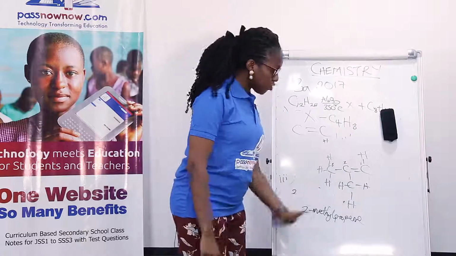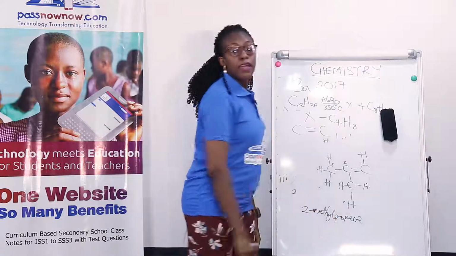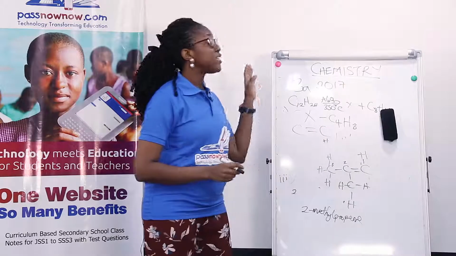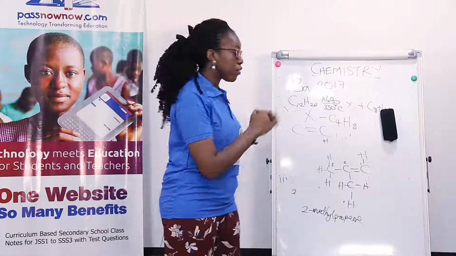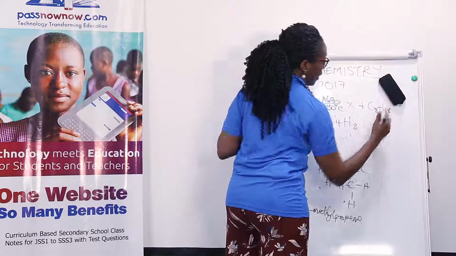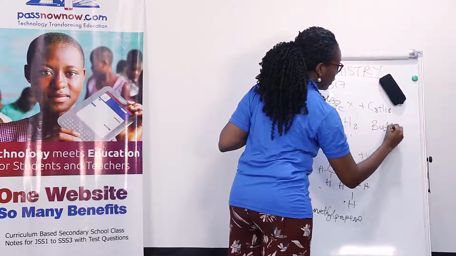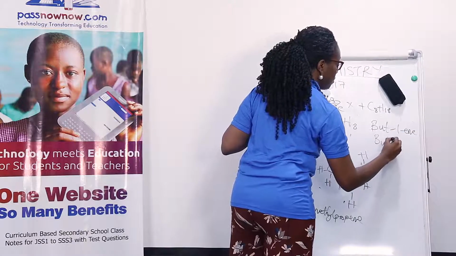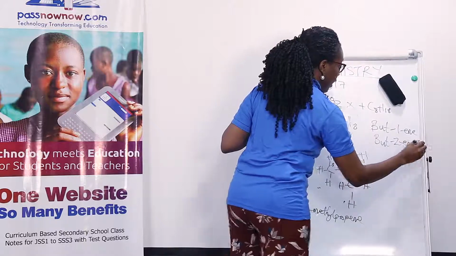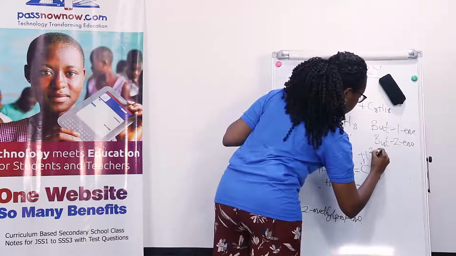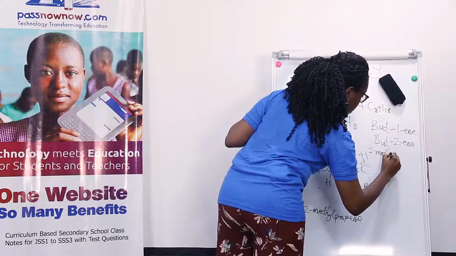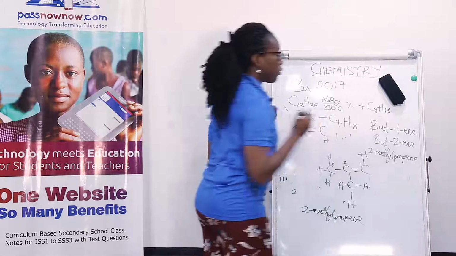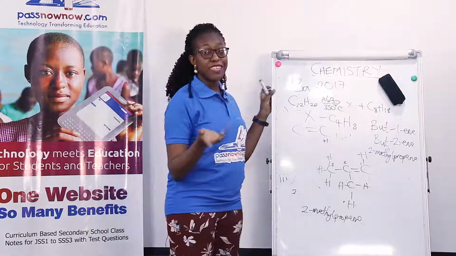So the name of this structure is 2-methylpropene. Now, the question 3A IV says to name the isomers you've drawn. We know that our first isomer is called but-1-ene. The second, but-2-ene. And the third is 2-methylpropene. I hope you understand.